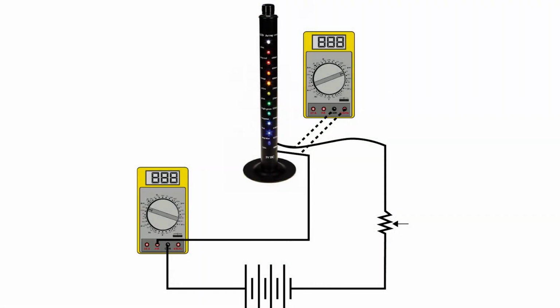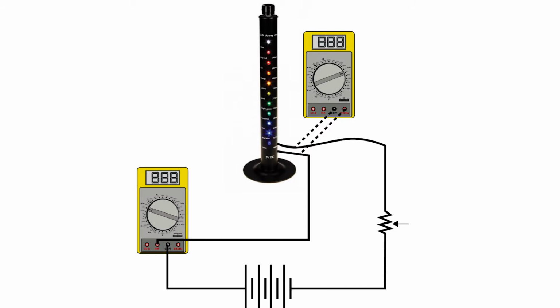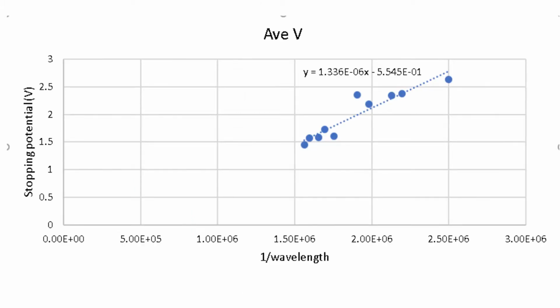When you connect a circuit to 2 batteries and a potentiometer, you also want to include a voltmeter and an ammeter measuring milliamps. What you want to do is increase the resistance using the potentiometer until you get a milliamperage of 0. Then record the corresponding voltage. You do this for each individual LED, and then you graph the stopping potential versus the inverse of the wavelength.